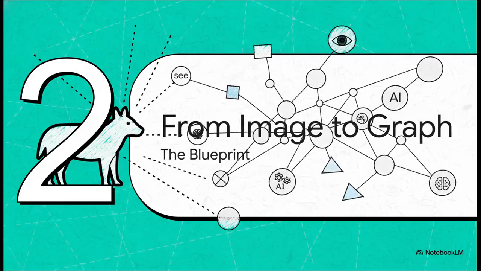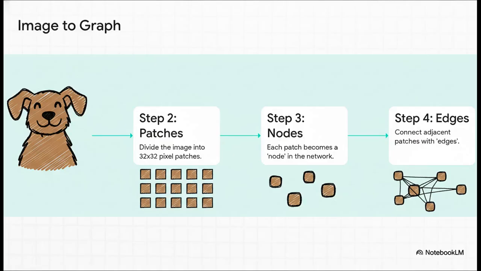Now for the really fun part. How do we actually take a normal photo and turn it into this city map? This section is literally the blueprint for taking an image, say of a sheep, and transforming it into a network that an AI can actually navigate. And you know what? The process is surprisingly simple.